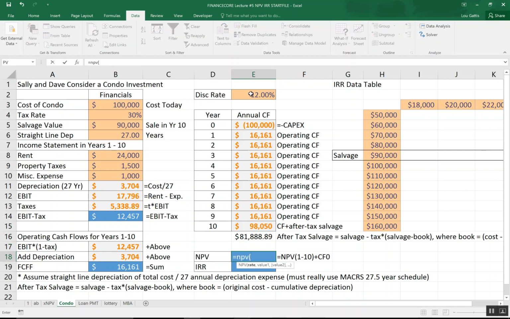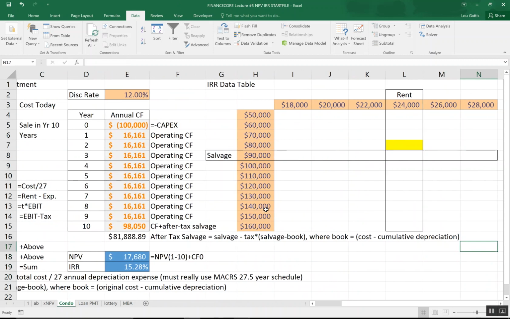Let's assume the discount rate is 12%. I'll put in all my future cash flows, and then I'm going to add in that negative $100,000, and my NPV is net $17,680. So over the life of this investment in present value terms, Sally and Dave will generate an NPV of $17,680. Or we can calculate the IRR of the investment, and we get 15.28%.